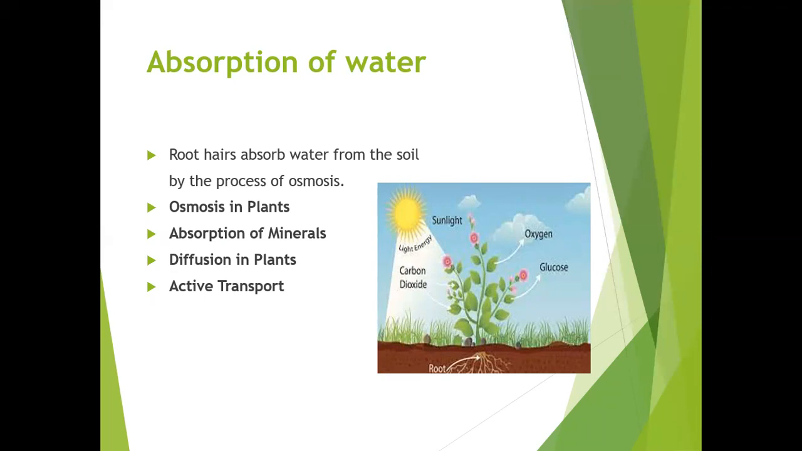Root hairs absorb water from the soil by the process of osmosis. So here are some parts of that. The first part is osmosis in plants. The concentration of water molecules is higher in the surrounding soil than that inside the root hair cells. So the water from the soil is absorbed by the root hairs.